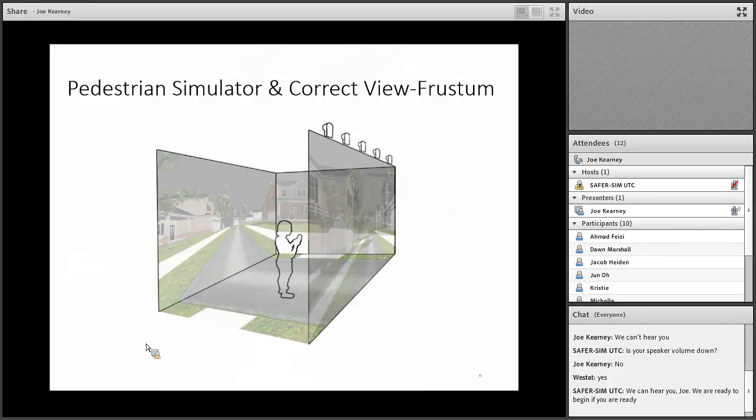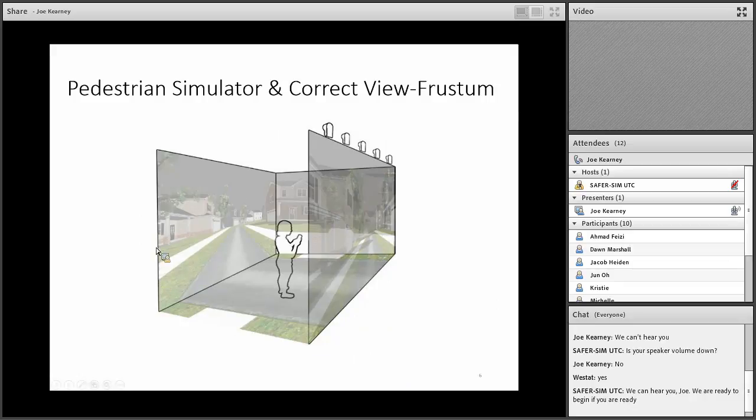So I'll first tell you a little bit about our pedestrian simulator. This is a sketch of the simulator, and I think you can see my mouse. The pedestrian simulator was built to be used for road crossing. We use cinematic aspect ratio in our projectors, and this allowed us to build a virtual environment that has a longer side screen than many virtual environments.